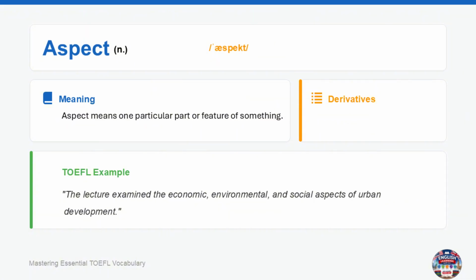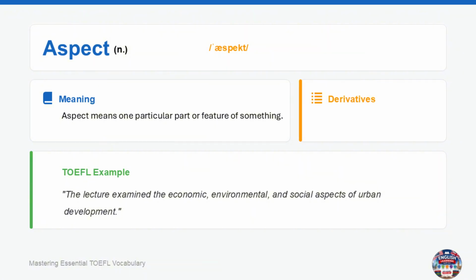Listen carefully. Aspect. Excellent. Aspect means one particular part or feature of something. So when we study a topic, we often examine different aspects of it. Exactly. Here's the example. The lecture examined the economic, environmental, and social aspects of urban development.